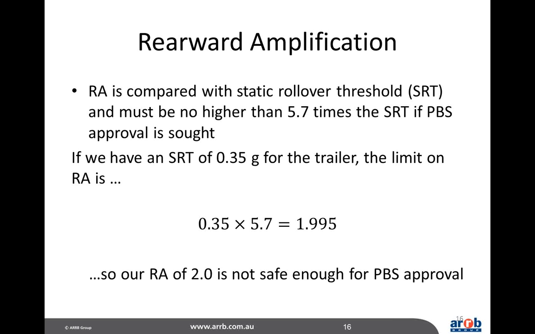So you can see the RA result of 2 is not safe enough for PBS approval. That 5.7 number was determined based on 40% of the best performing vehicles of the Australian vehicle fleet at the time, which was about 1995, I believe, coinciding with that number of 1.995. Coincidental sake. So I hope that helps. And there's a few more questions there as well. Maybe I'll hand that one to Phil to answer.